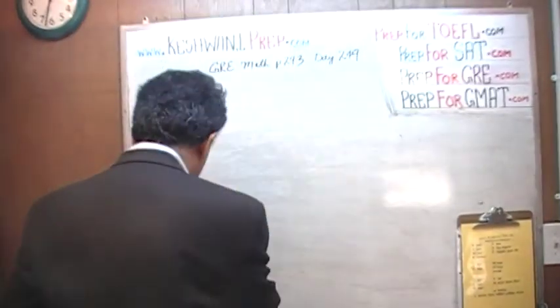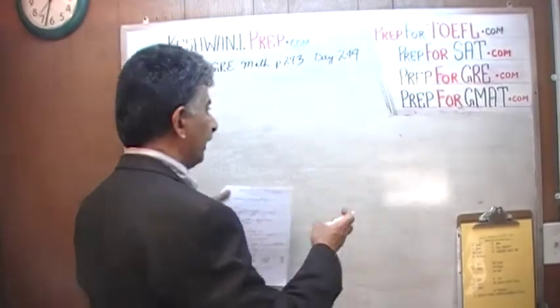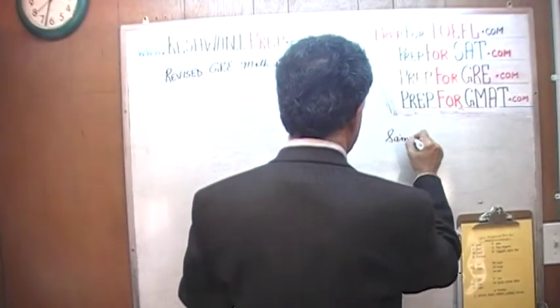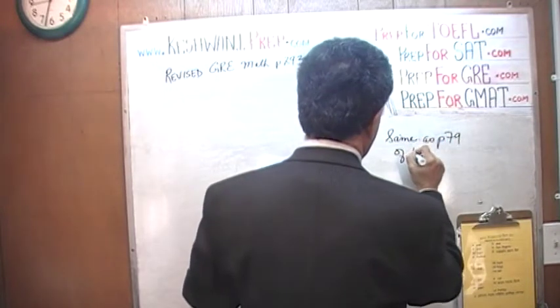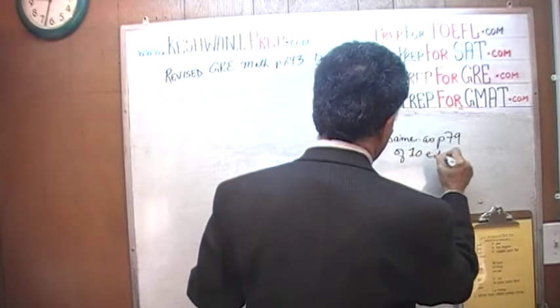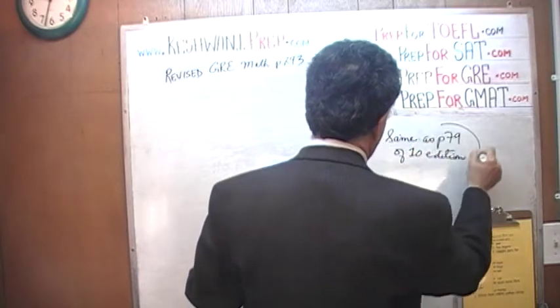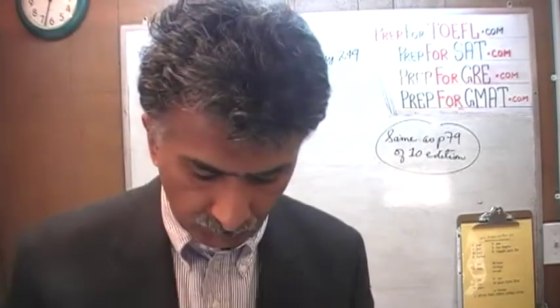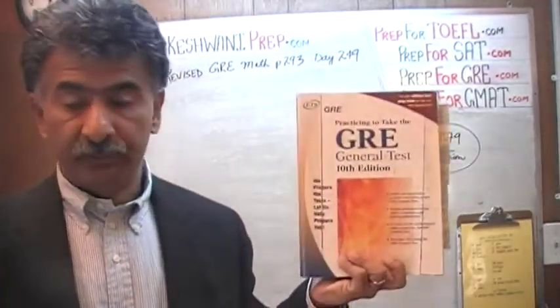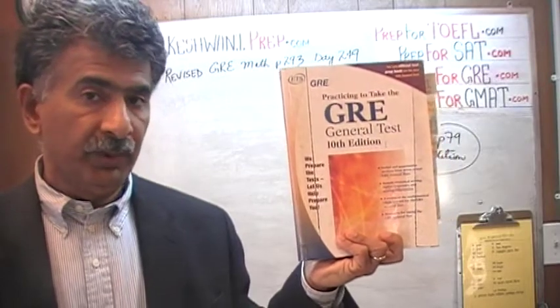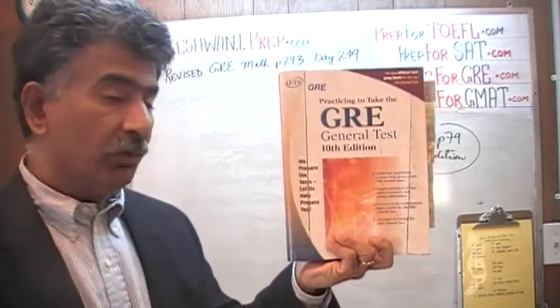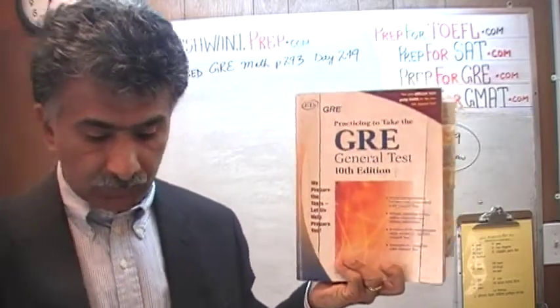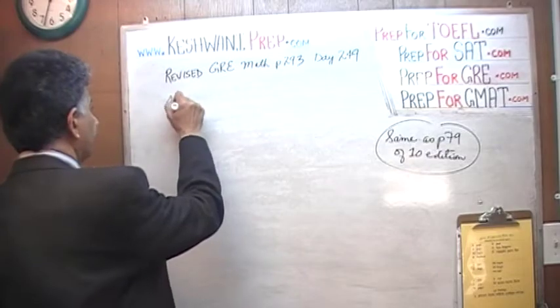This, by the way, also happens to be the same problem as the one that appeared on page 79 of the 10th edition. If you happen to have, I don't know why you would have such an old book, and well, actually there is a good reason for it, I'll tell you in a second. If you happen to have this book with you, the 10th edition, the old GRE, in this book on page 79 you will see the exact same problem that we are about to do, which is 4.6.3.